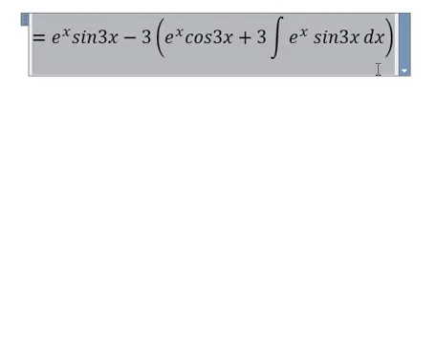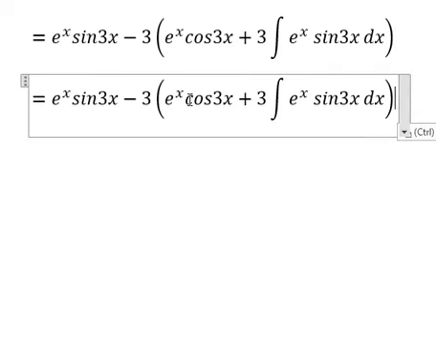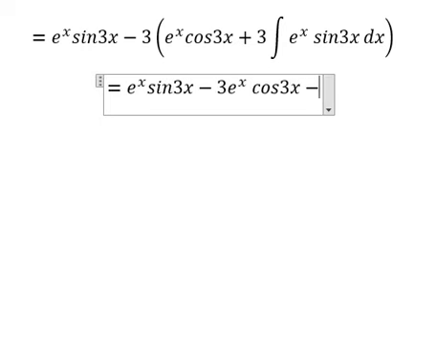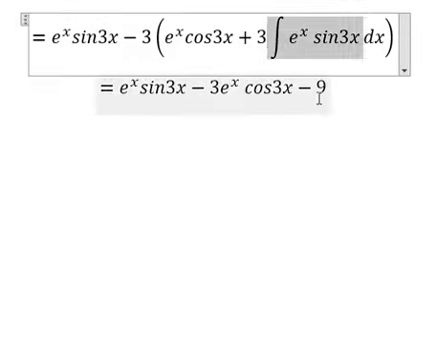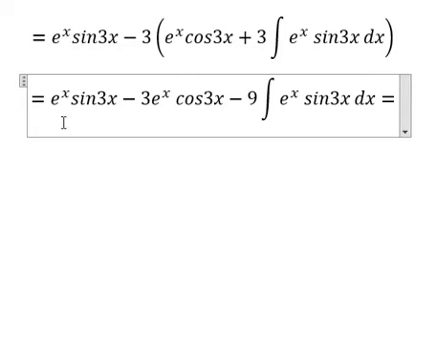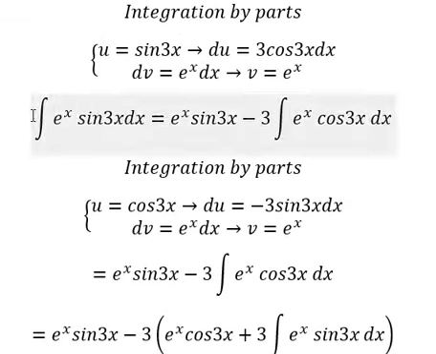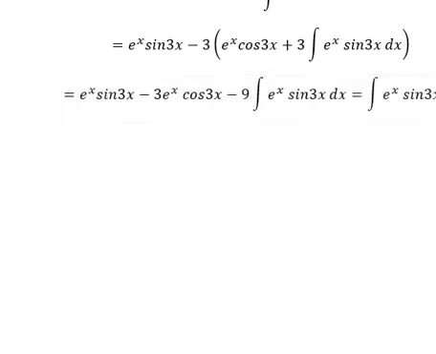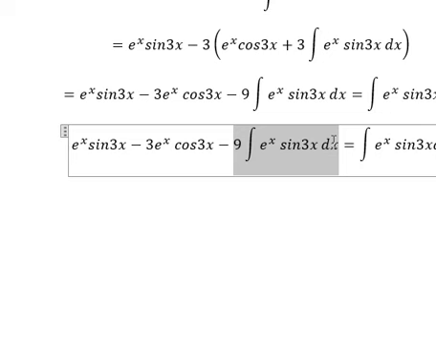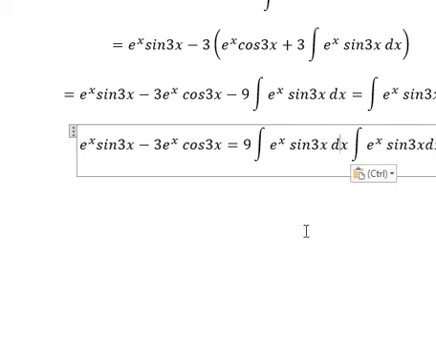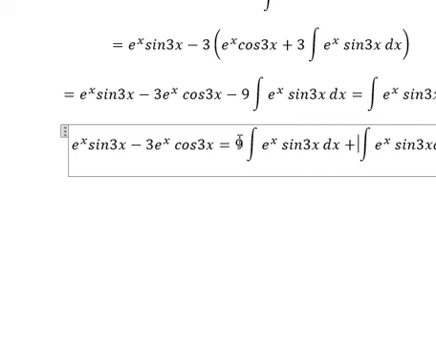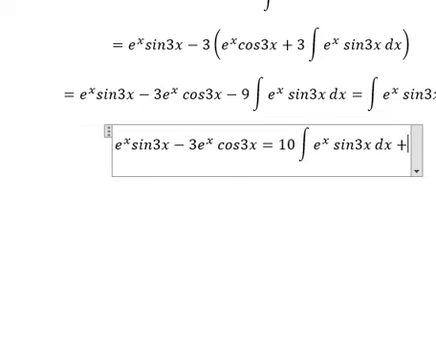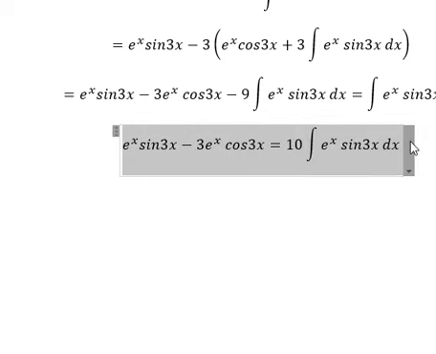So negative 3 multiplied by this one and this one. So this one equals to this one. Now I will put this one to the right. 9 plus 1, we have 10. And now we divide both sides by 10.